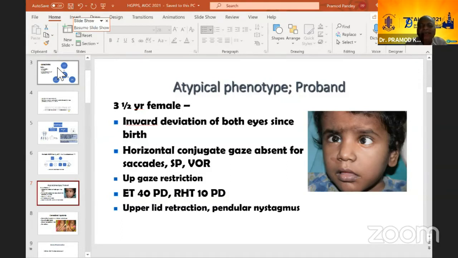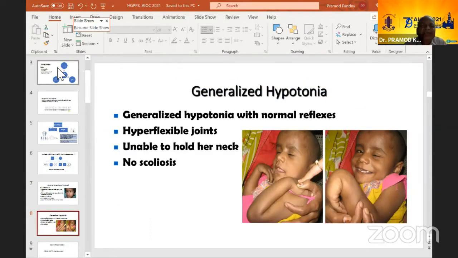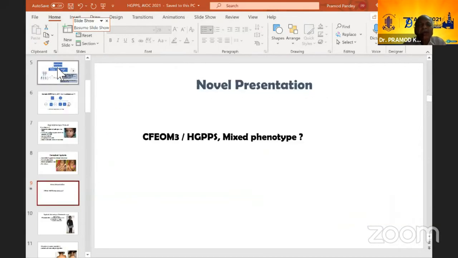So what is atypical here is that there is an up gaze limitation. Now, is it because of the pretectal features which were here in this patient, or is it some kind of CFEOM variant which is getting into it? So it is probably a mixed presentation. Now, she also had a very generalized hypotonia all over. You can see how she can fold her limbs, and hyperflexible joints, unable to hold her neck. She is 3 years old and she cannot hold her neck. And as I said, there was no scoliosis in this child till now. So it's a novel presentation, CFEOM3 or HGPPS mixed phenotype maybe.